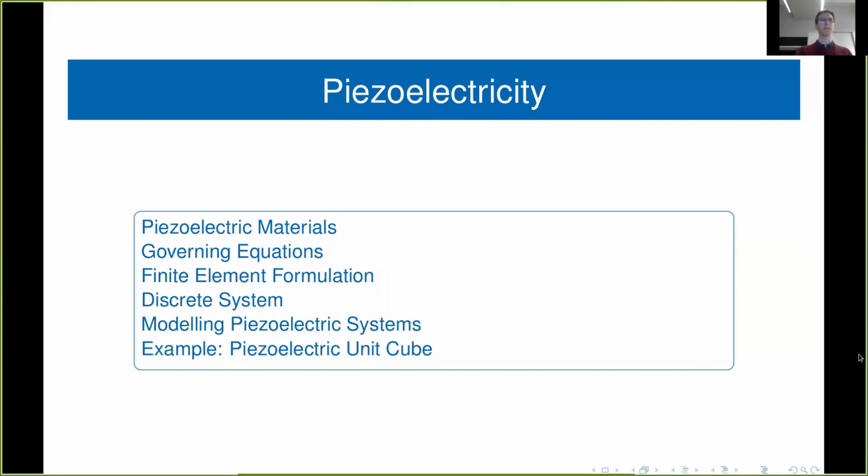to electricity. As usual, we'll first look into what piezoelectric materials are, since the behavior of these materials is the foundation for the coupling we will investigate. This will be a volume coupling. So we will go into the governing equation, derive the finite element formulation, and then discuss the discretized system we obtain, and also detail a few of the modeling assumptions that we typically take when we model piezoelectric systems.